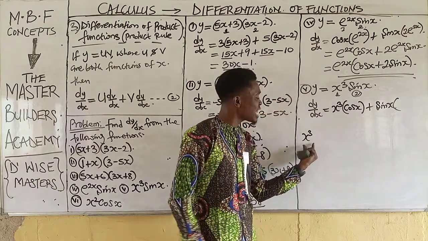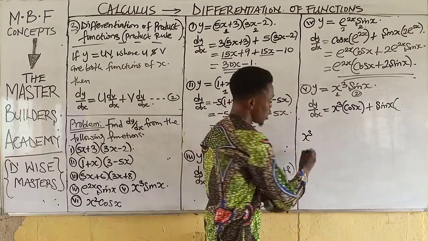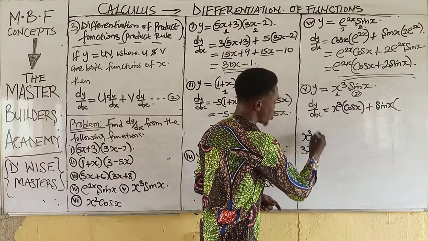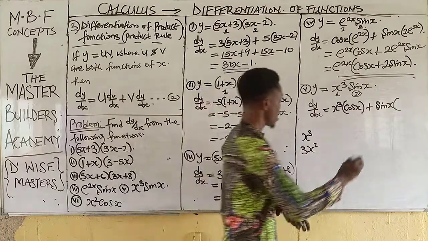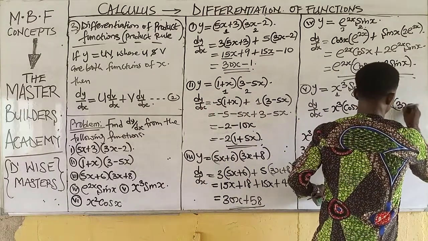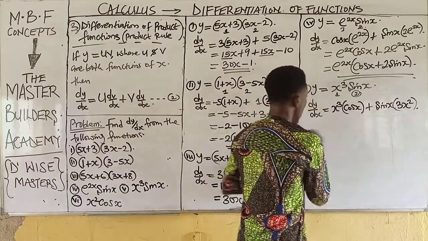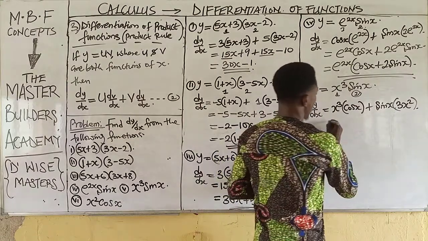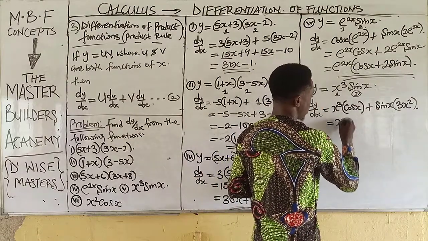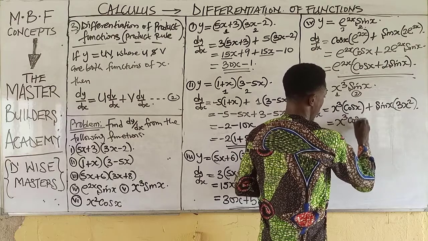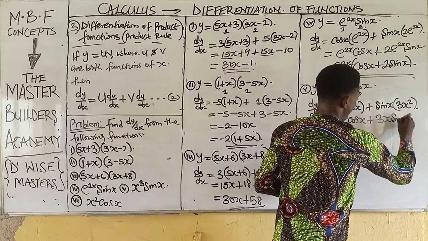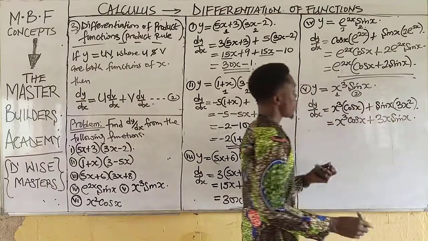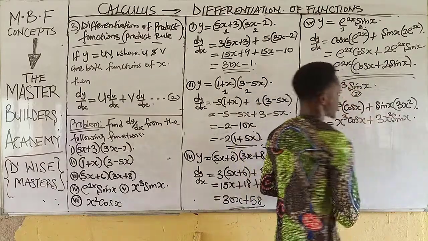And you understand that anytime you differentiate a polynomial function, you simply pull down the power, then reduce the power by 1. Then this will have given us 3x squared. Then we multiply this by 3x squared. Then finally, when we multiply this out, we have x cubed cos x plus 3x squared sine x.